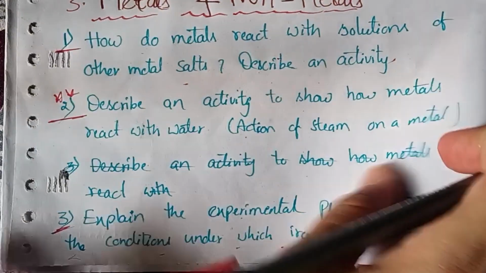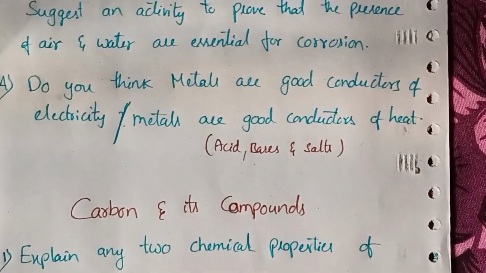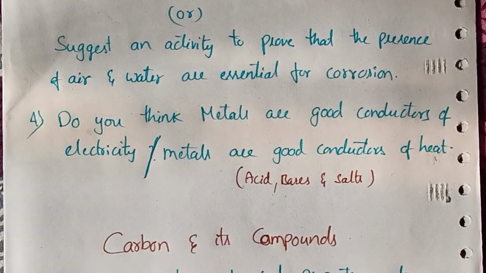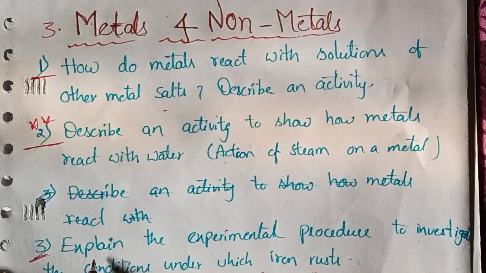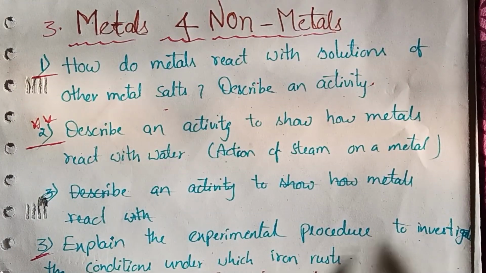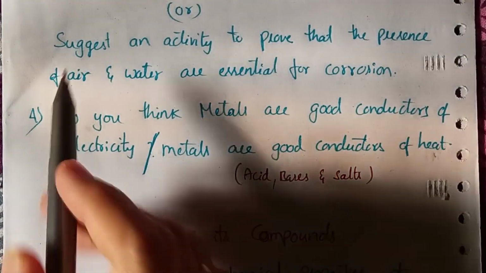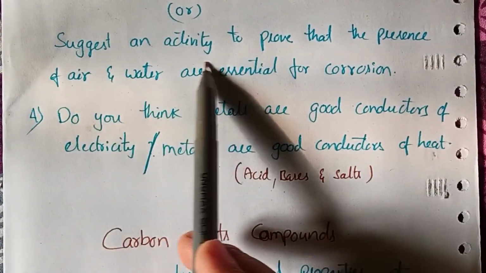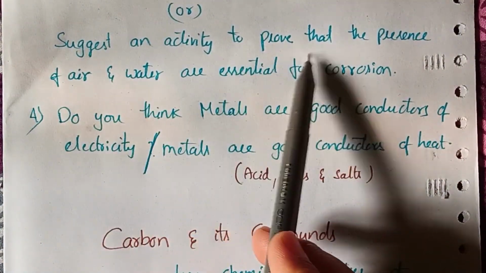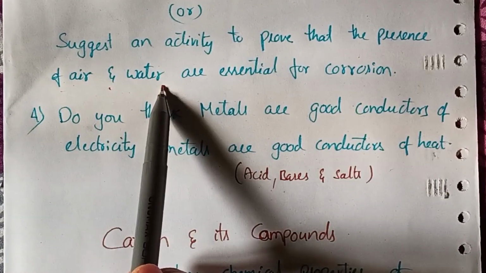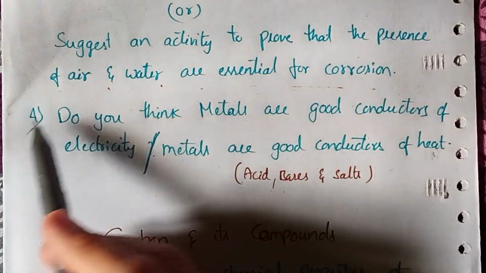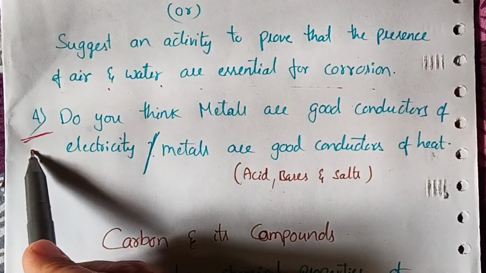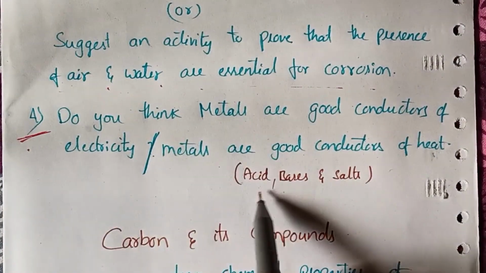Okay, next, fourth question is, this third question, they will ask you this one, means explain the experimental procedure to investigate the conditions under which iron rusts, or else sometimes they will ask the question as, suggest an activity to prove that the presence of air and water are essential for corrosion. Got it?